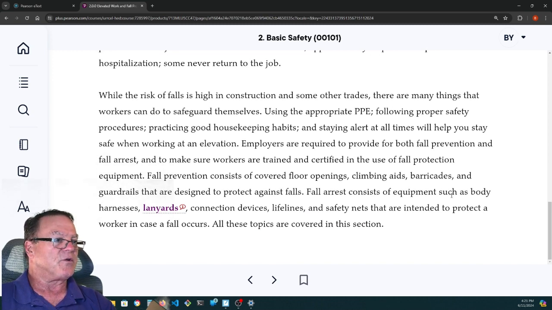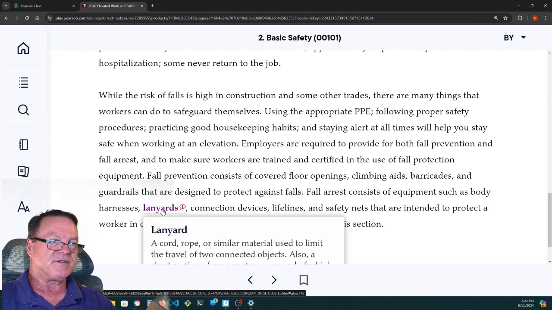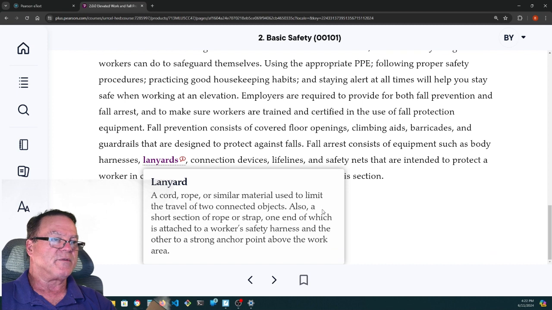Fall arrest consists of equipment such as a body harness, the lanyard, the connection device, lifelines, and safety nets that are intended to protect a worker in case a fall occurs. So the lanyard is the rope that ties to the safety harness and the connection device. A cord, rope, or similar material used to limit the travel of two connected objects, also a short section of rope or strap, one end of which is attached to a worker's safety harness and the other to a strong anchor point above the work area.